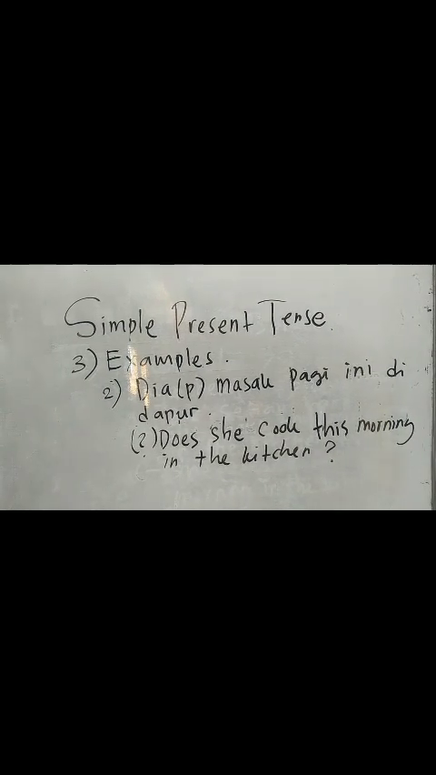Okay, follow me. She cooks this morning in the kitchen. Repeat after me. She cooks in the kitchen this morning. Next for the negative. She doesn't cook this morning in the kitchen. Repeat again. She doesn't cook this morning in the kitchen. And the last is for the interrogative. Does she cook this morning in the kitchen? Okay, so those are the examples for the simple present tense, especially for the subject she.